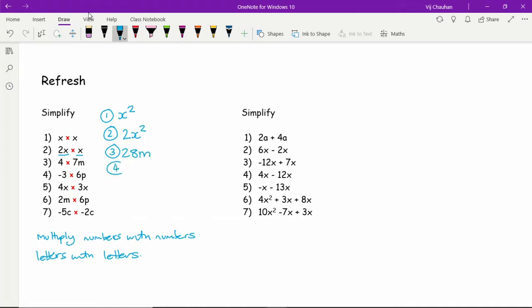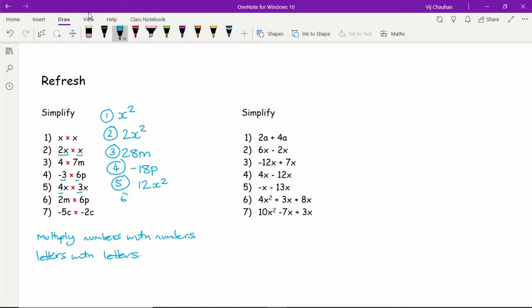For question 4, again very similar, this time we've got a negative number, so I'm going to multiply minus 3 by 6, which gives me minus 18. 3 times 6 is 18, a negative times a positive is a negative, so it's minus 18. And again, we've got a single letter, so it's just p. For question 5, we've got 4x times 3x, so multiply the numbers with the numbers, 4 times 3 is 12, and x times x is x squared.